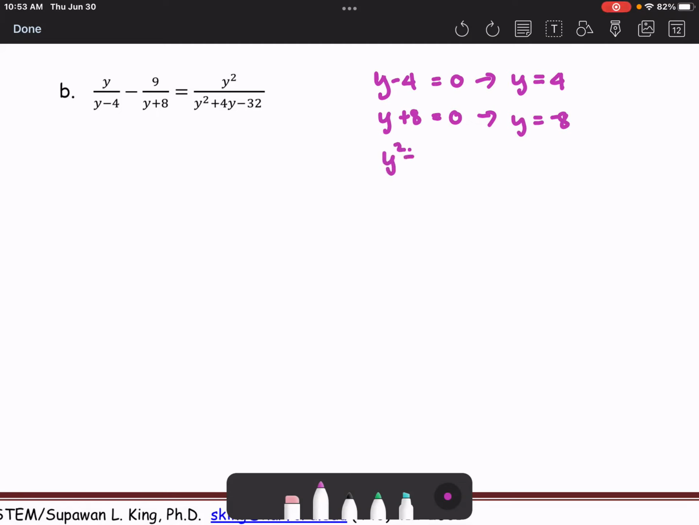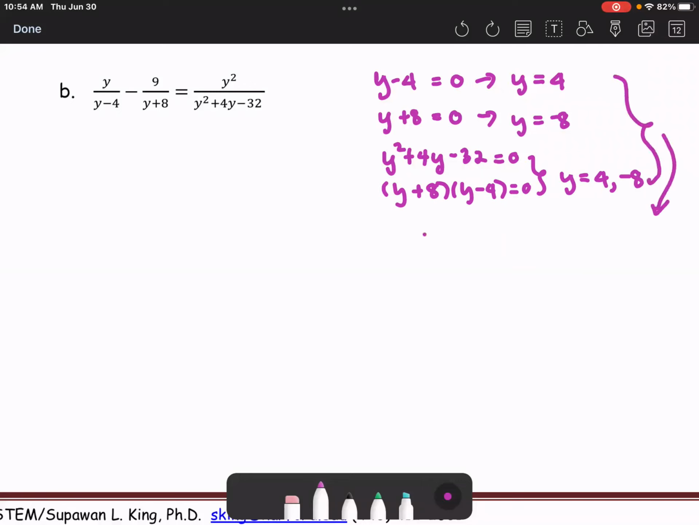And for y squared plus 4y minus 32, it can be factored as y plus 8 times y minus 4. If we let it be 0, this polynomial expression in factored form gives us the same two numbers as before, y equals 4 and y equals negative 8. Therefore, we make a list of the extraneous solutions, the solutions we exclude from the solution set, as y equals 4 and y equals negative 8.